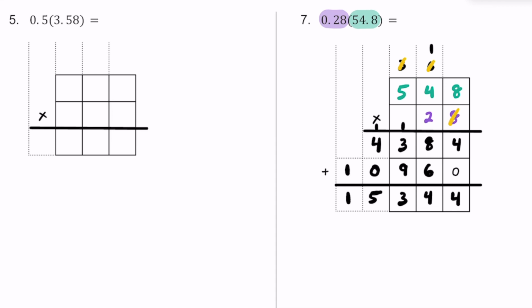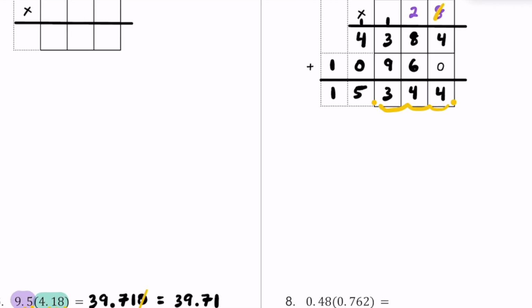So what about place values? Well, it looks like we ignored 2 place values from over here and then 1 from over here. So we should have 3 place values in our product. So we're going to have our final product here of 15 and 344 thousandths. That should be our product or our answer.